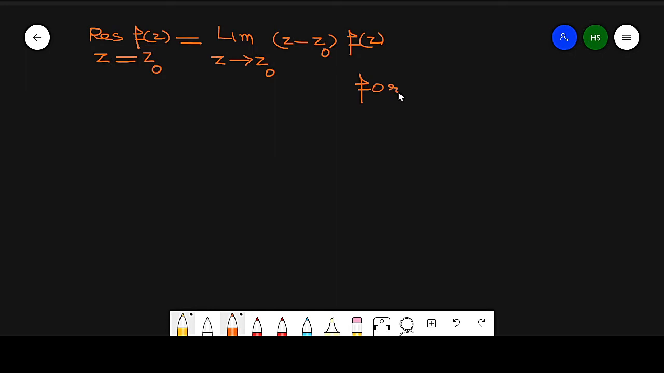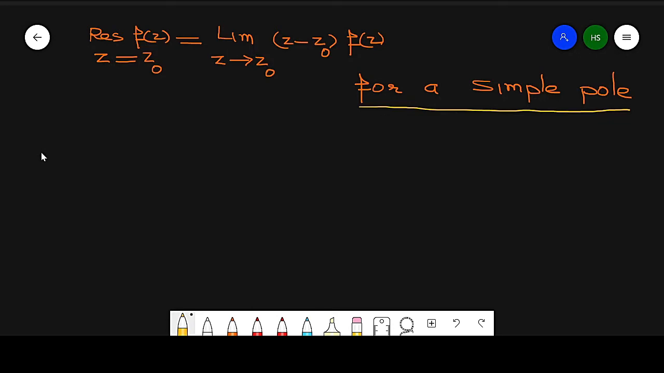So for a simple pole, we can find the residue in this way. It is one way. The second way is to write the series expansion, then take the coefficient of 1 over (z minus z naught), coefficient of that. So this is for a simple pole.